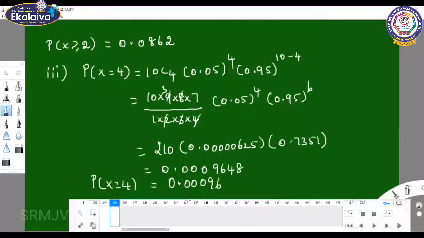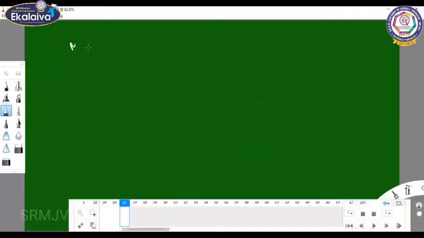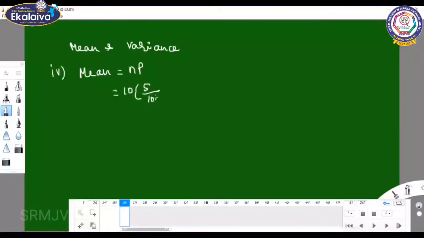See the fourth subdivision, you should find out the mean and variance. What is the value of mean? Mean equal to NP. So 10 into the p value, which is 5 by 100. What is the value we are getting? 0.5. Next, variance.